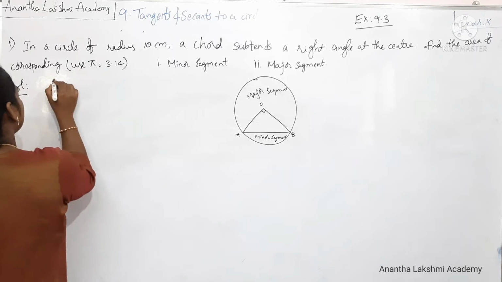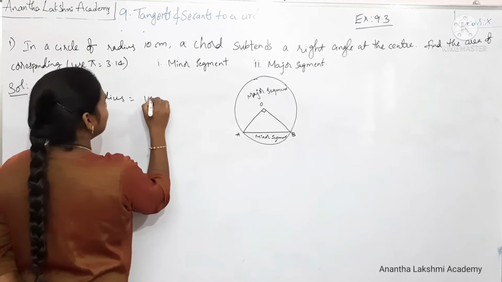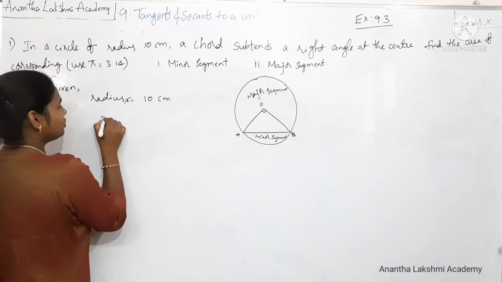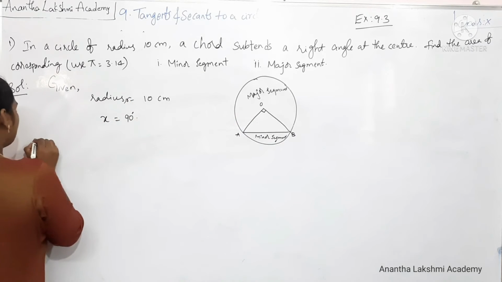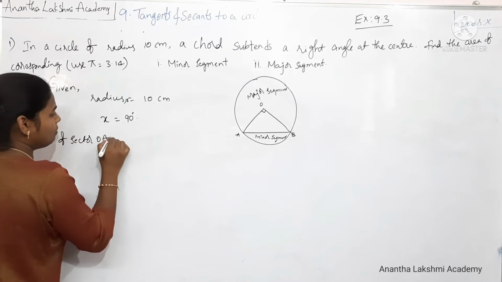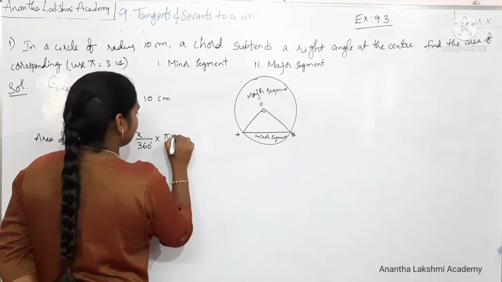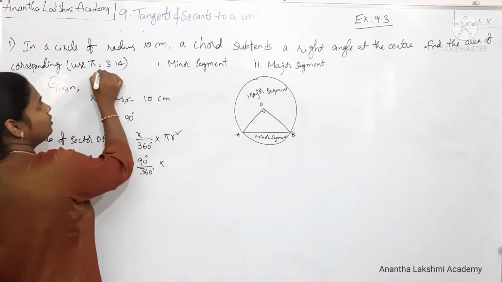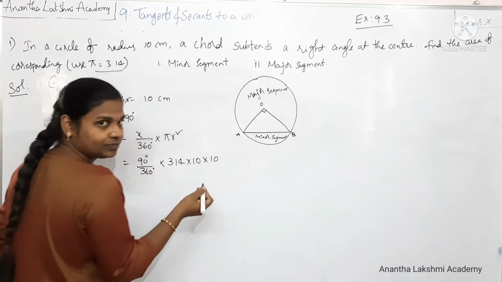So let us write given. What is given for us? Given radius is equal to 10 centimeters. Radius is r. And what is the angle that is given? This is a right angle. So x is equal to 90 degrees. So area of the sector is what we are going to figure out first. Area of sector OAB is equal to, what is the formula? x by 360 into pi r square. x is 90 by 360 into, what is the value of pi? We are supposed to use 3.14 into 10 into 10, r square, right?